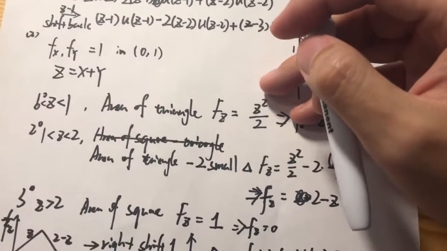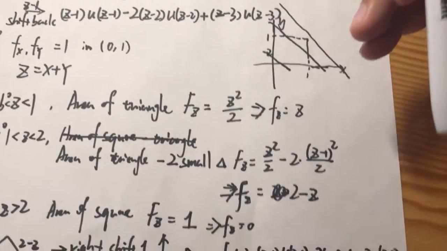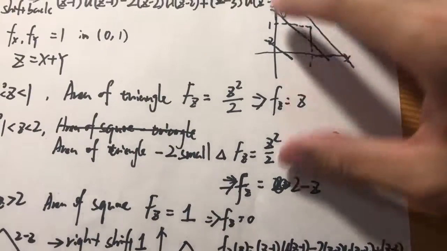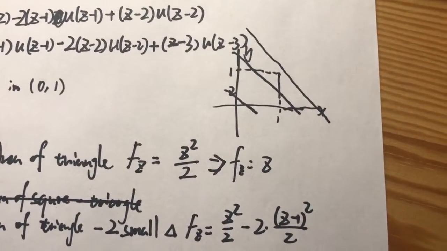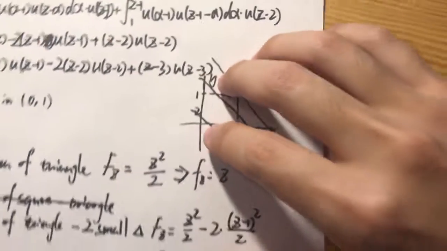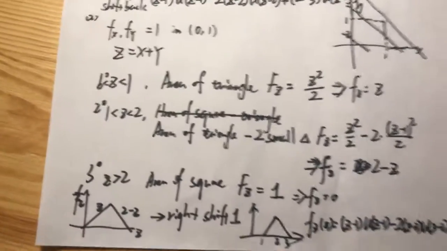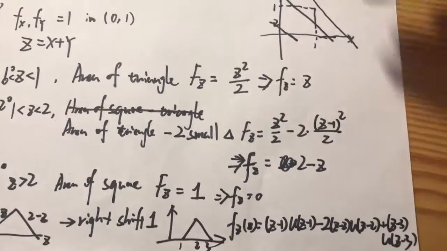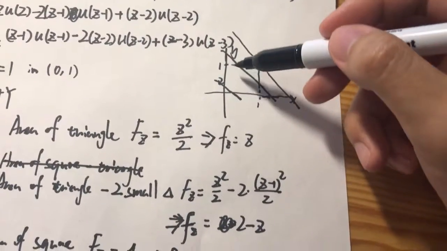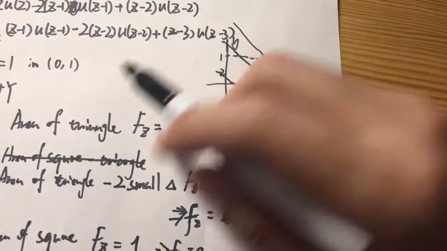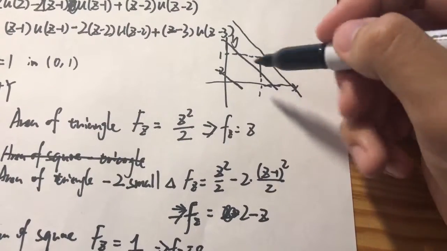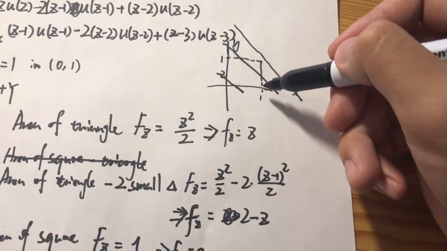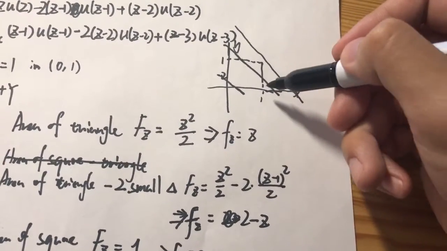The second question is to get the density function by the geometric method. So we have the relationship Z equals X plus Y, and we know that the density function of X and Y is 1 between 0 and 1, between 0 and 1.